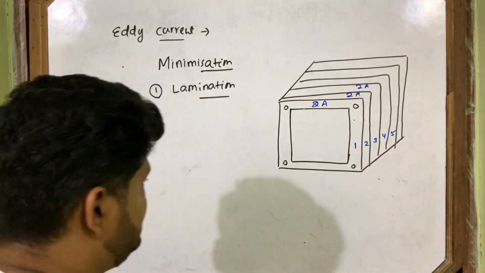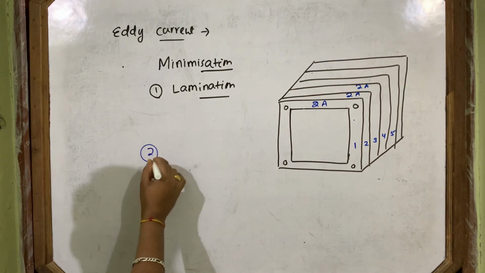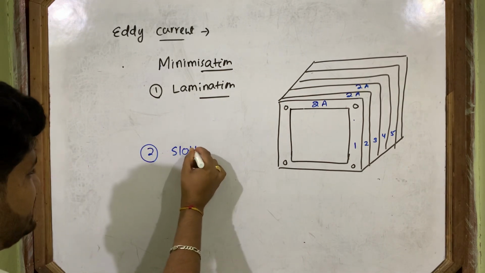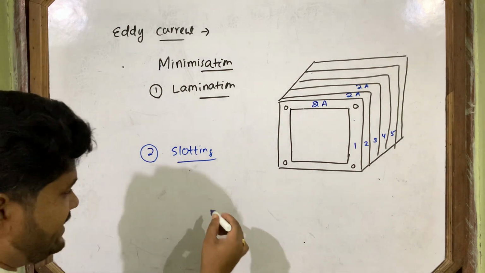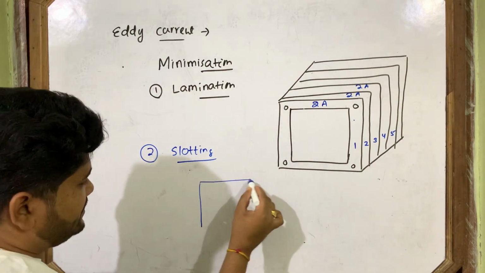So another method is there. The second method is called slotting. What do you mean by slotting? Slotting means, suppose this is a copper plate.